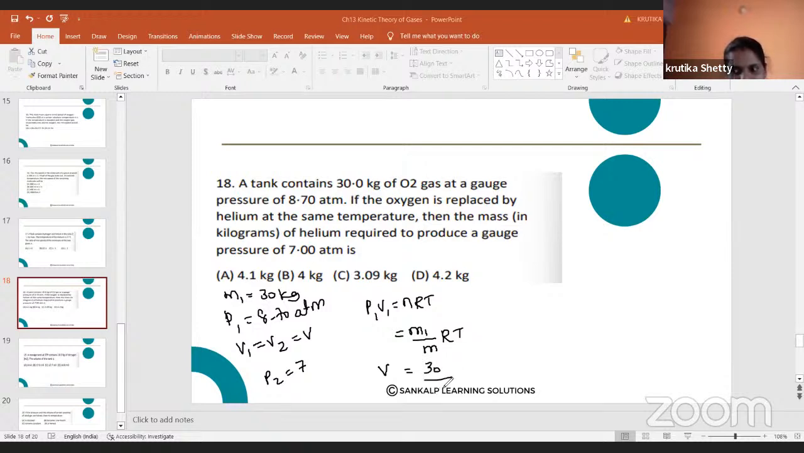And next, divided by, for oxygen, the molar mass is 32, and M1 is given as 30. Then next, R is 8.3. If you want, we will keep it as it is. Into T also I'll keep as it is. So if they give the P1 value, that is 8.7. This is my equation 1. I'll repeat. So M1 is 30 kg, P1 is 8.7, V1 and V2 are equal to V, P2 is given as 7.